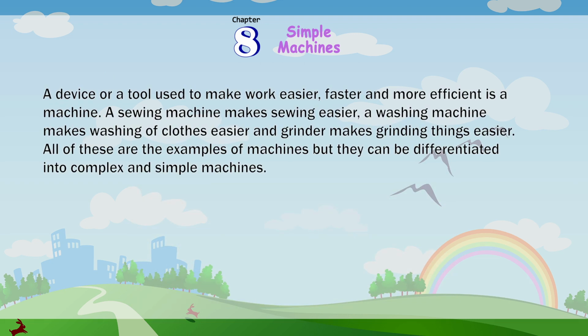A device or a tool used to make work easier, faster, and more efficient is a machine. A sewing machine makes sewing easier. A washing machine makes washing of clothes easier. And a grinder makes grinding things easier. All of these are examples of machines, but they can be differentiated into complex and simple machines.